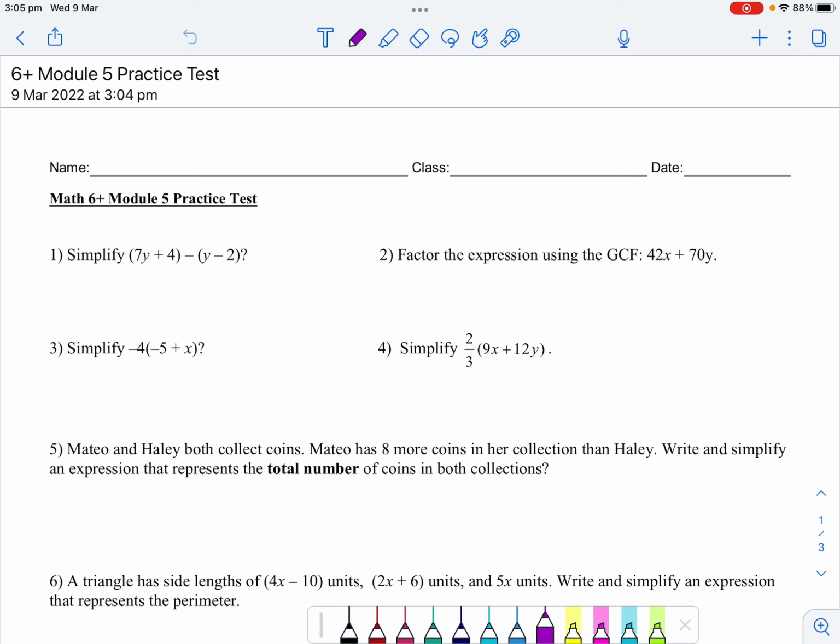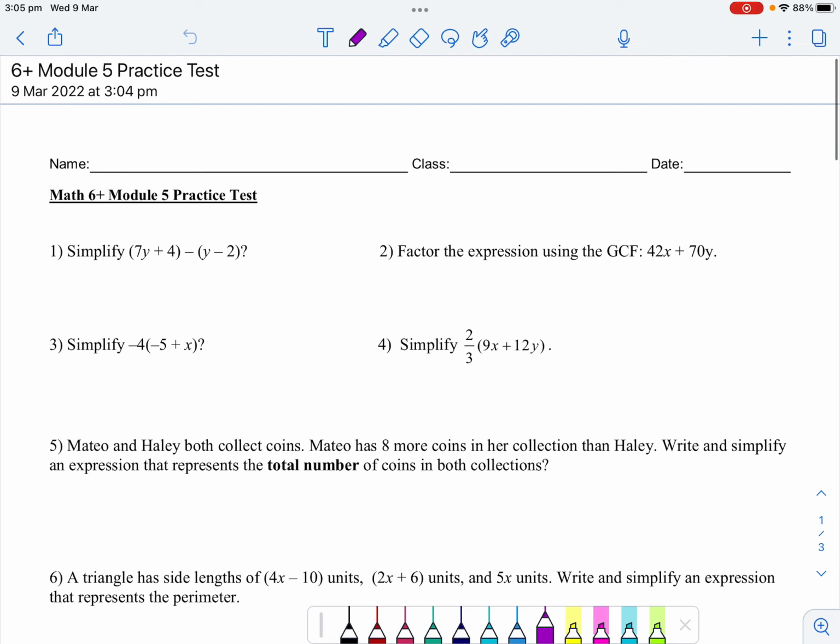So on number 1, it says simplify 7y plus 4 minus y minus 2. This first set of parentheses is unnecessary because there's nothing to distribute. So I'm just going to write 7y plus 4. Here I'm going to distribute a negative 1. So this is going to be a minus 1y. And then a negative times a negative is going to be a positive 2. 7y minus 1y is going to be 6y. 4 plus 2 is 6.